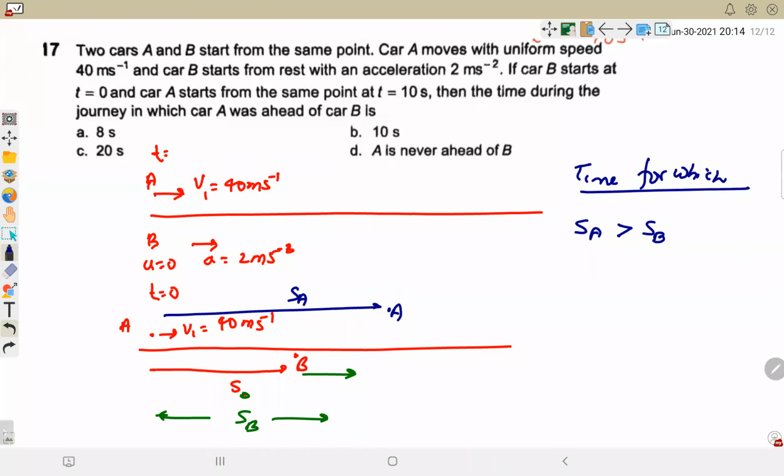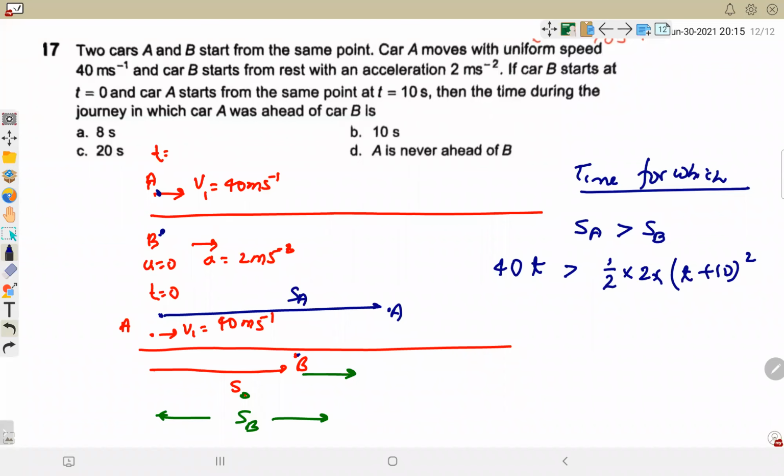Understood the situation? From the same point A and B both are standing. B पहले 10 second तक चलता है and then A starts moving, but A has a constant velocity and B has a constant acceleration. So if suppose A has total time of t, then B is moving for time of t plus 10 seconds. If A is moving for time t, then B is moving for ut plus half at square, where a is 2 and time is (t plus 10) square.